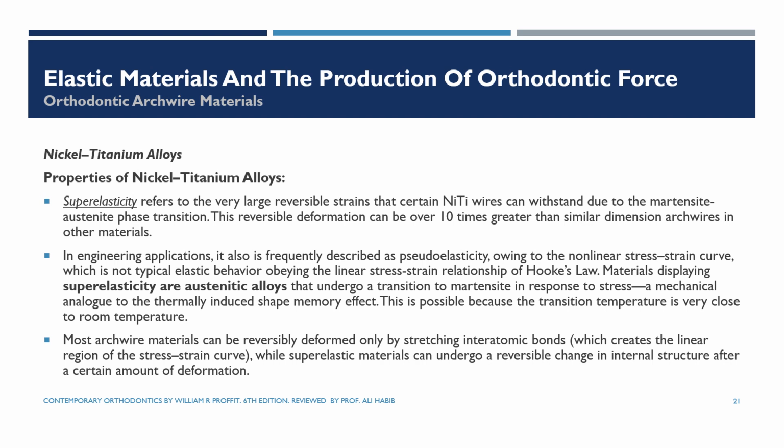In engineering, they call this feature pseudo-elasticity, owing to the non-linear stress-strain curve that they have, which is not similar to the linear stress-strain curve that we see, for example, in stainless steel wires, that relationship of Hooke's law that we talked about before. So materials that have this superelasticity are austenitic alloys that undergo transition to martensite in response to stress. So when you apply stress, it will move from the austenite to the martensite phase.